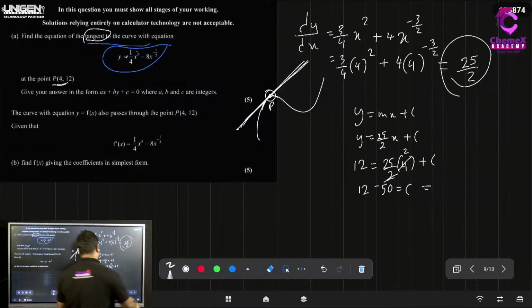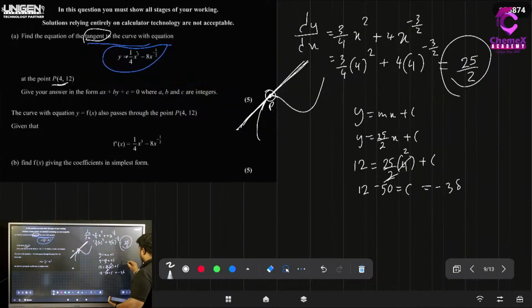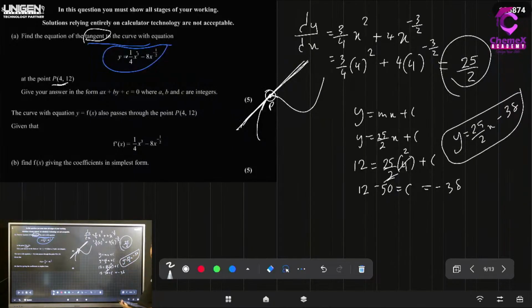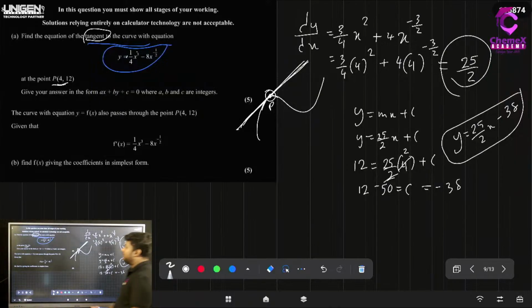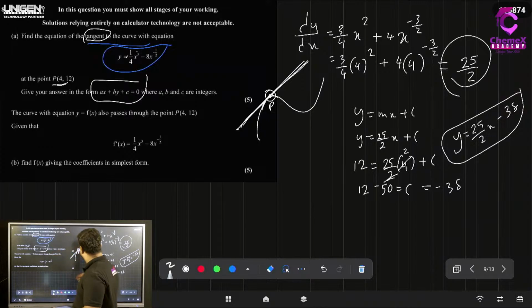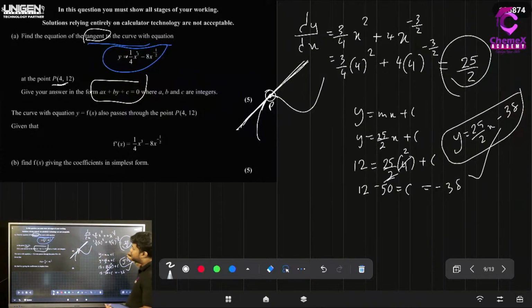Minus 38. So what's the final answer? y equals 25 over 2 x minus 38. So that's the equation of the tangent. Do you understand or not? But that's not the way they have asked to give you a final answer. If you just keep it like that and end up, you lose 1 mark.